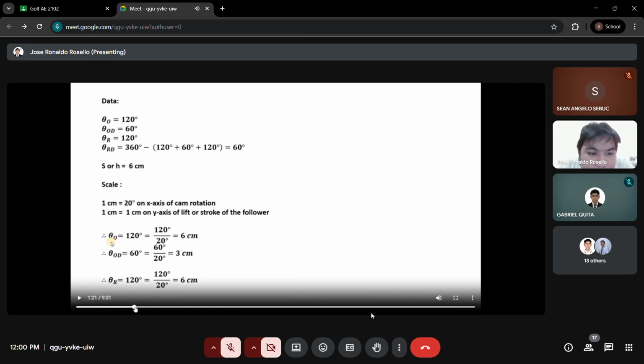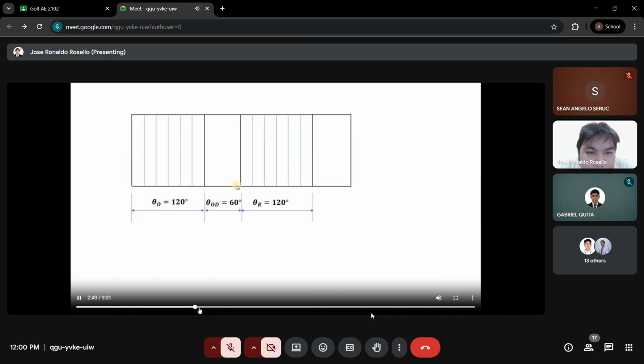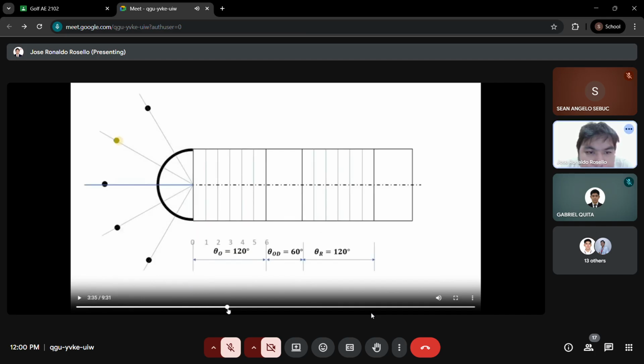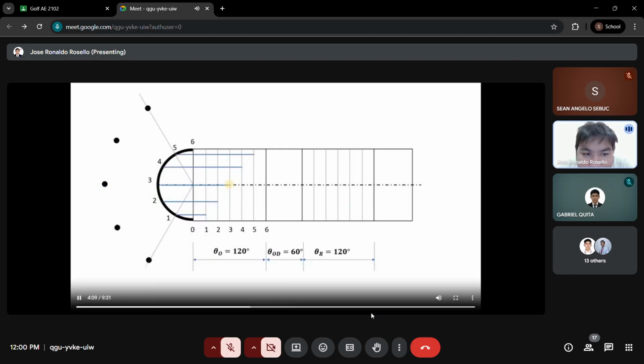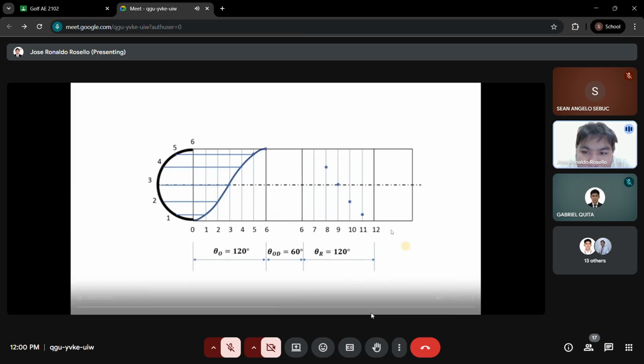So the scale that we have chosen, outstroke is equal to 120 degree. So it is 120 divided by 6 centimeter, 3 centimeter equal to 1 centimeter length. Through this line from 3, and so on. Simple harmonic yung motion ng outstroke. Tapos dun sa return stroke, now we have to join these particular points by a smooth curve. So this is the same points will be there.